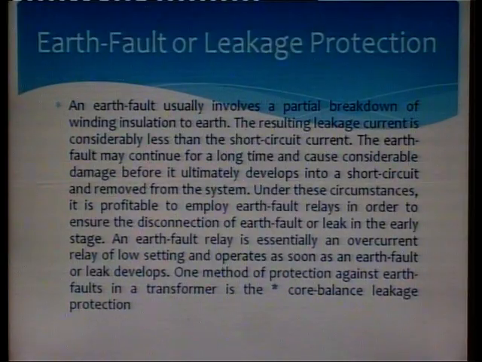Now, the second protection scheme is the earth fault or leakage protection. So, let us discuss what this is. An earth fault usually involves a partial breakdown of winding insulation to earth. So, the resulting leakage current is considerably less than the short circuit current. So, remember it, the value of the leakage current is normally smaller than the short circuit current. So, mind it, this line is very important. The resulting leakage current, that is the earth fault current, is considerably less than the short circuit current.